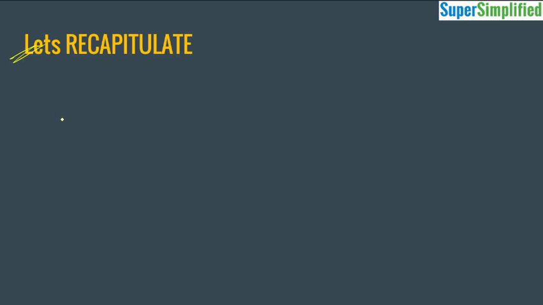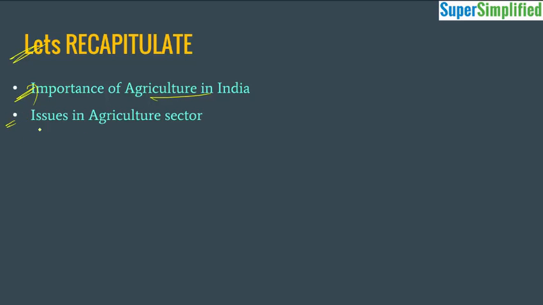So we have finished the chapter. Now let's recap quickly. Initially we saw what is the importance of agriculture in India. We started from the history of agriculture, and then we saw how the contribution of agriculture was in 1950. It was contributing 50% to the GDP, and now it has reduced to 15%, right? Because our economy is evolving, and we are moving from a focus on the primary sector to the secondary and tertiary sector.